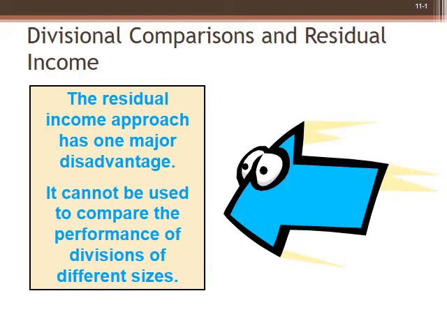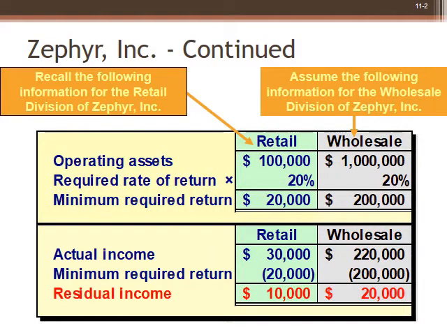So let's compare the divisional comparison and residual income. The residual income approach has a major disadvantage: it cannot be used to compare the performances of different sizes. So what does it mean? Recall that the retail division of Zephyr has average operating assets of $100,000 and the required rate of return was 20%. So the minimum required return is $20,000.